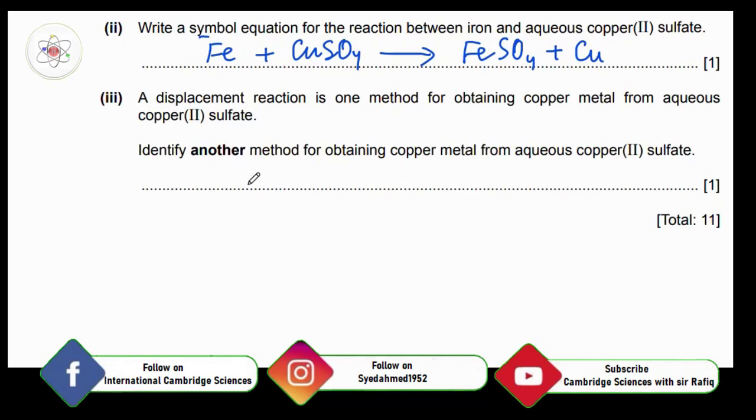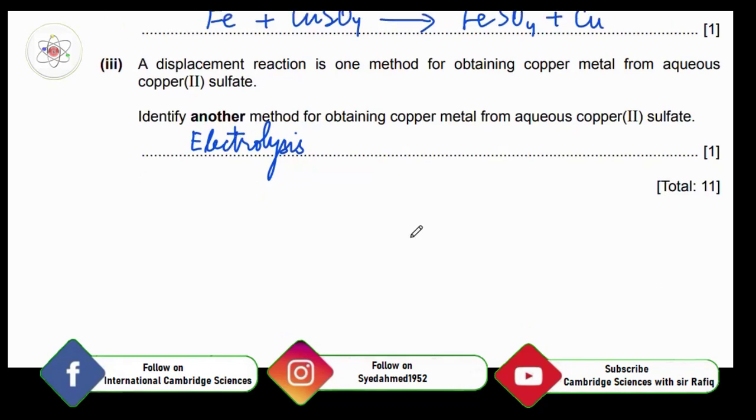A displacement reaction is one method for obtaining copper metal from aqueous copper sulfate. Identify another method for obtaining copper metal from aqueous copper sulfate. So from aqueous copper sulfate, copper ions are attracted towards the cathode, where they are reduced to form copper. So the process is electrolysis. So through electrolysis, we can separate copper from copper sulfate solution.